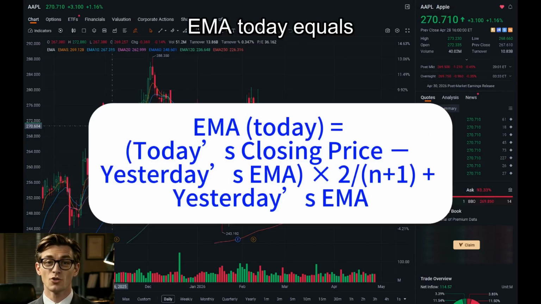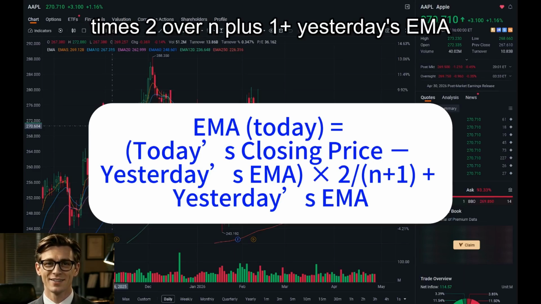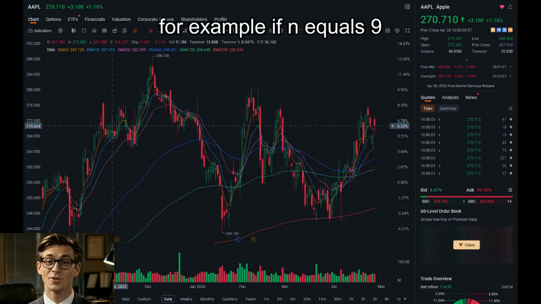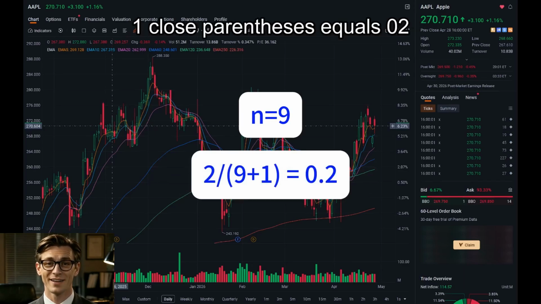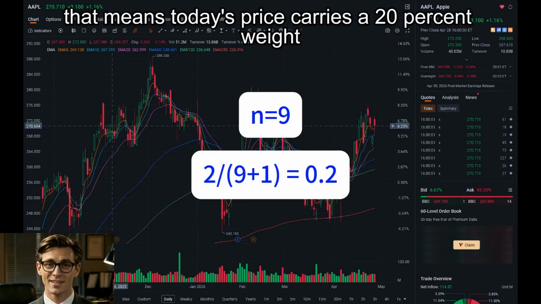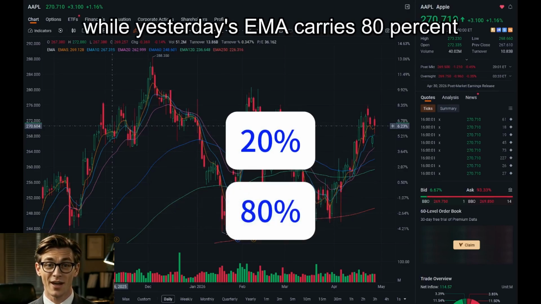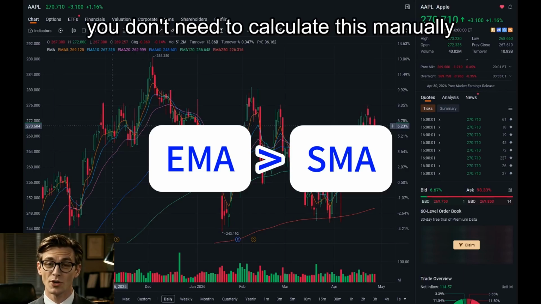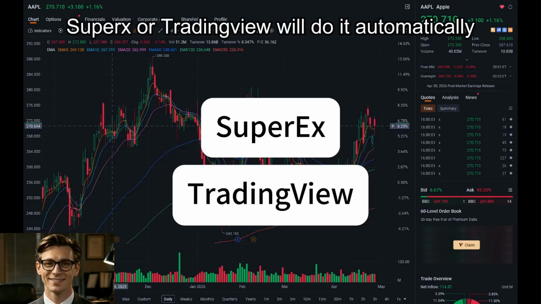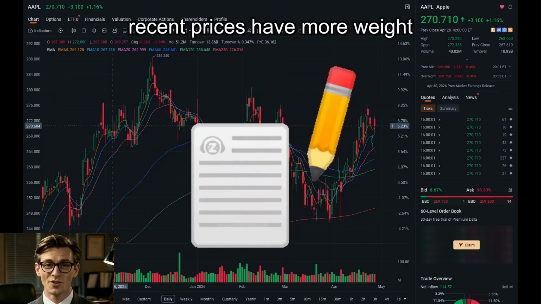EMA today equals (today's closing price minus yesterday's EMA) times 2 over (n plus 1), plus yesterday's EMA. For example, if n equals 9, then 2 over (9 plus 1) equals 0.2. That means today's price carries a 20% weight, while yesterday's EMA carries 80%. See that? Recent prices really do have priority. You don't need to calculate this manually. Trading platforms like SuperX or TradingView will do it automatically. All you need to understand is that recent prices have more weight.